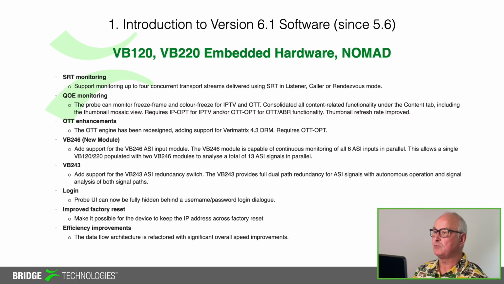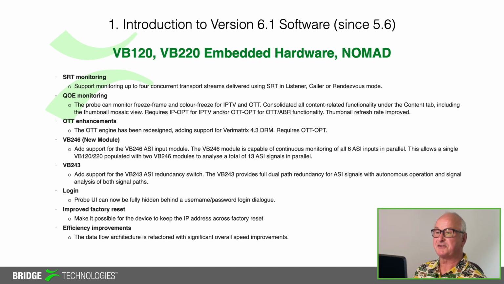So we're starting with the hardware probes. The VB120, the 220 and the embedded hardware for the 330, and of course not forgetting the Nomad. Now most of these functions are included for both the hardware and software probes, but there are a few subtle differences, so let me take you through some of them.